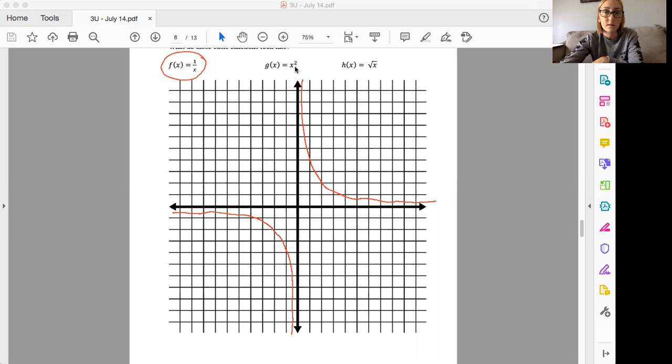For the x squared, you should know this one by now. It's going to look like this on both sides, and that is what we call a parabola. And then finally, the square root. You can never have a negative square root, so it always stays in the positive, and it just goes along like this, and it keeps going like that.